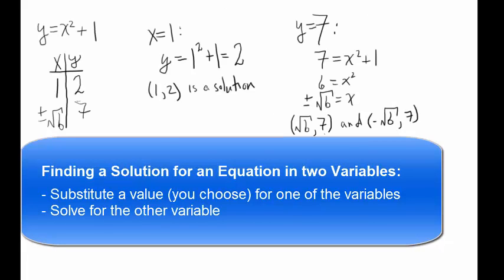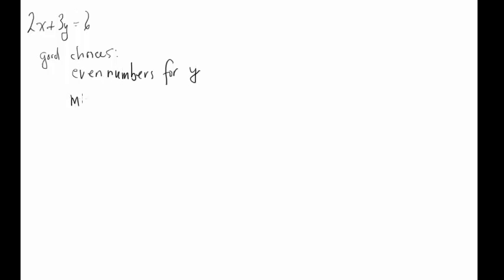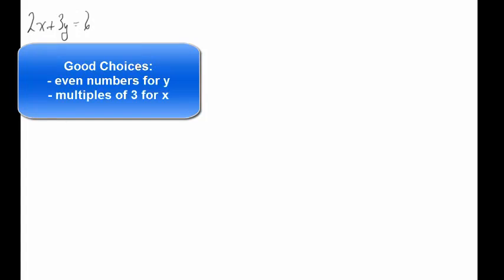For example, with y equals x squared plus 1, I would plug in values for x, because then you just have to evaluate. You don't have to really solve an equation. So another possible example is 2x plus 3y equals 6. Good choices for substitutions here are even numbers for y and multiples of 3 for x.